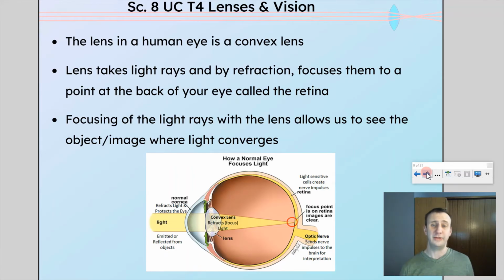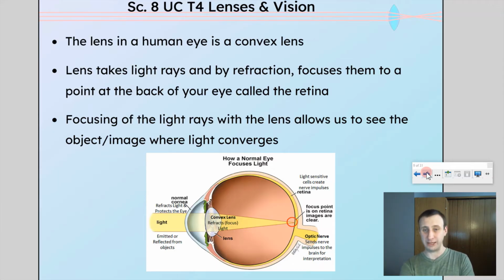First of all, the lens in a human eye is a convex lens. So we actually have a lens that is within our eye that is constantly changing shape based on the image that we're looking at. So we actually have muscles that will change the shape of that lens as we're looking at something. The lens takes light rays and by refraction focuses them to a point at the back of your eye called the retina.